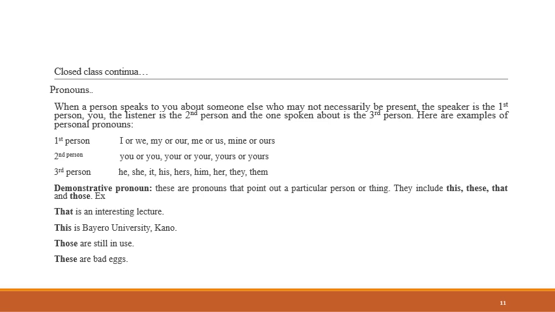Then we have demonstrative pronouns. Demonstrative pronouns are pronouns that point out a particular person or thing. They include this, these, that, those. For instance, this is Bayero University, Kano. This is singular and pointing to something near to you. That is an interesting lecture. That is also singular, but unlike this, is pointing to something which is not near to you.